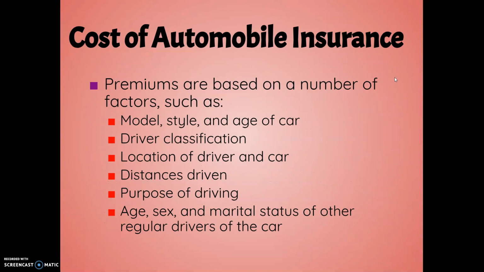The cost of automobile insurance is based on a number of factors. The premium, which is the cost of the actual automobile insurance policy, is based on a number of factors with regards to your car. The model, the style: a minivan insurance will be less expensive compared to, say, a fast sports car. Driver classification. If that person is classified as having what's known as a CDL, a commercial driver's license, that driver classification will have an impact on the cost of that premium.